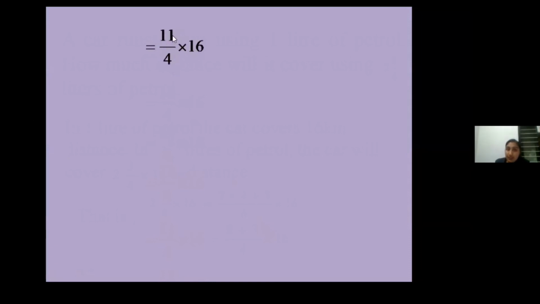Here is the multiplication of a fraction with a whole number. So you have to multiply the numerator of the fraction with the whole number. That is 11 into 16. 11 into 16 is 176. The answer is 176 by 4. If we divide 176 by 4, the answer is 44 kilometers. The distance is 44 kilometers.